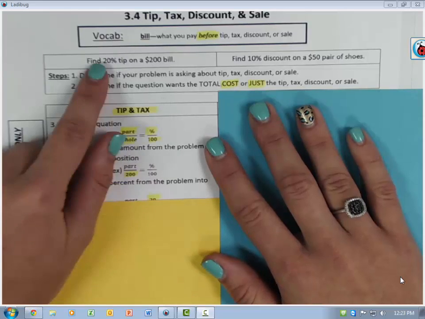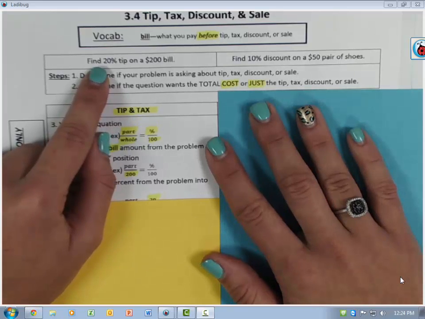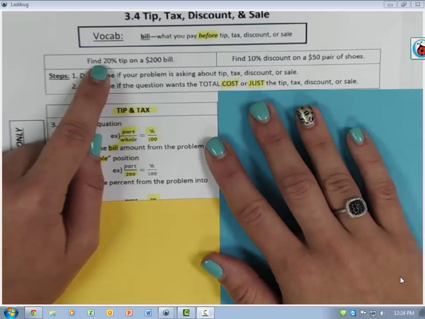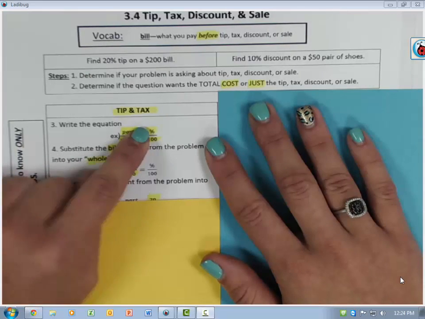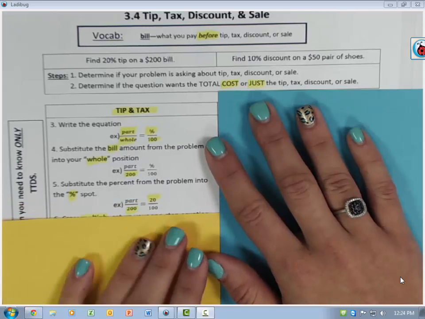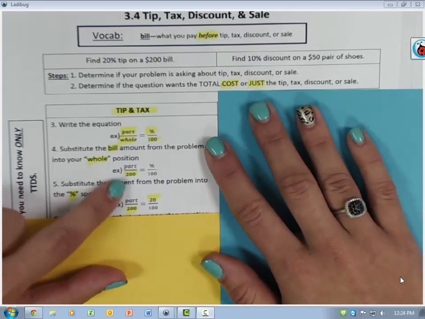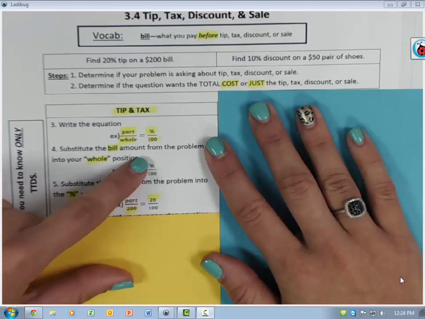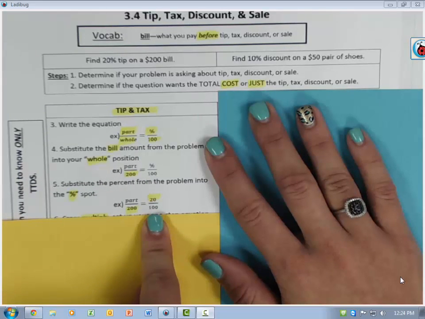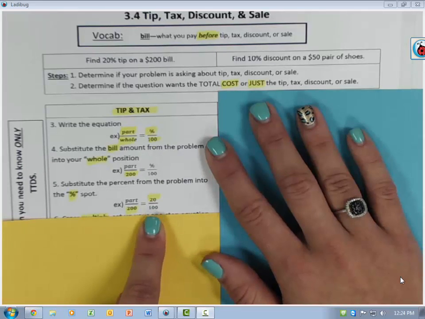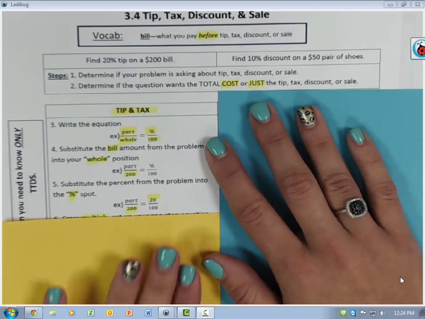Alright, next it says substitute the percent from the problem into the percent spot. Now, in our example problem, our percent was 20%. So where do you think you're going to put 20%? Well, if you see a percent sign, I'm going to give you a hint, you're always going to put your percent there. So, part over 200, because we're still keeping our 200, is equal to 20 over 100. This 100 is like a gimme. Anytime you're using part over whole equals percent over 100, you already get a free number. They gave you a free number, which was 100, so your 100 always goes there.